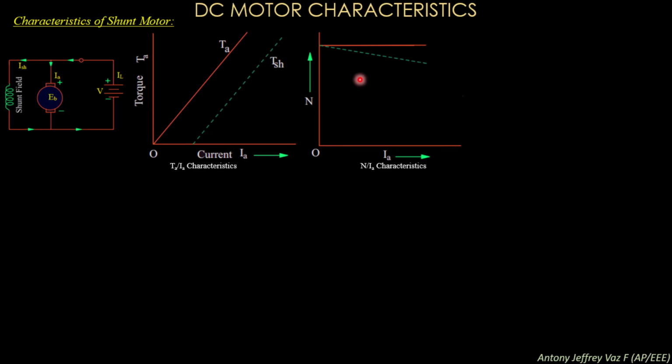Similarly, for the shunt motor speed by Ia characteristics, you need to plot the armature current on the x-axis and speed on the y-axis. Then you will get a graph like this. Next, we are going to plot the mechanical characteristics, which is nothing but speed on the y-axis and armature torque on the x-axis. While plotting these, you will get a graph like this.